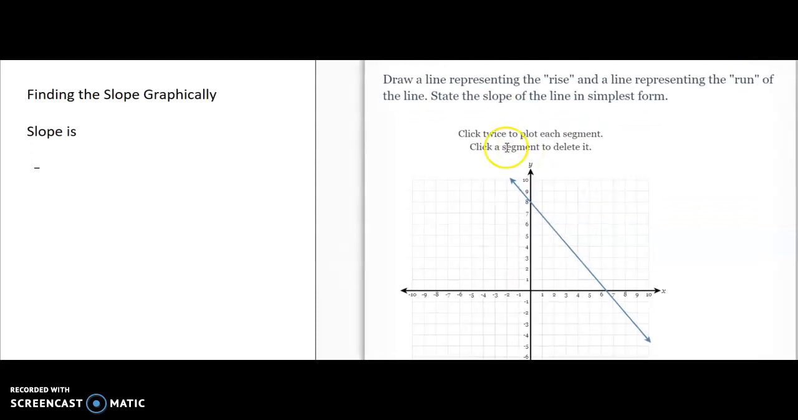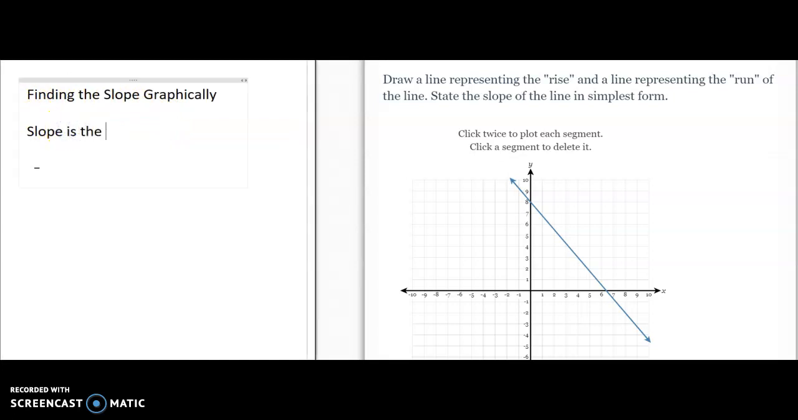So we're going to start with this example where it says, draw a line representing the rise and a line representing the run of the line. State the slope of the line in simplest form. So let's go ahead and define what slope is real quick.